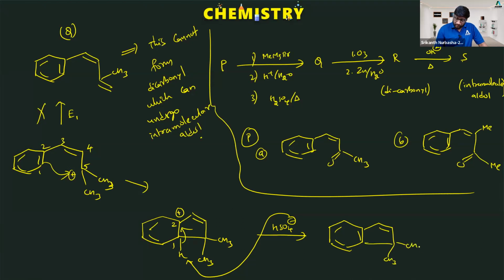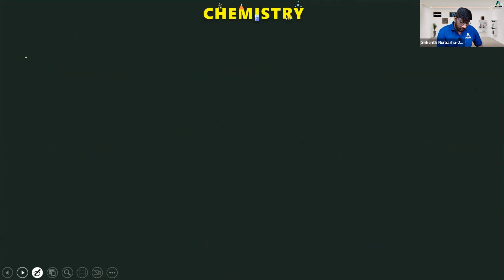CH3, CH3. From this particular compound, if I do the ozonolysis, I'll be getting a dicarbonyl. Will that dicarbonyl undergo intramolecular aldol or not? We'll check. This is your Q as of now. This Q with O3 in the presence of Zn/H2O gives a dicarbonyl. Q is this particular compound.